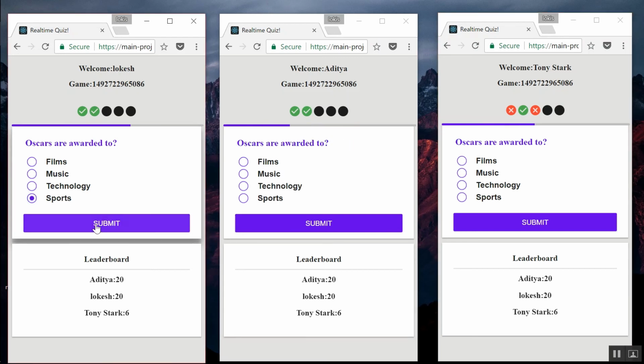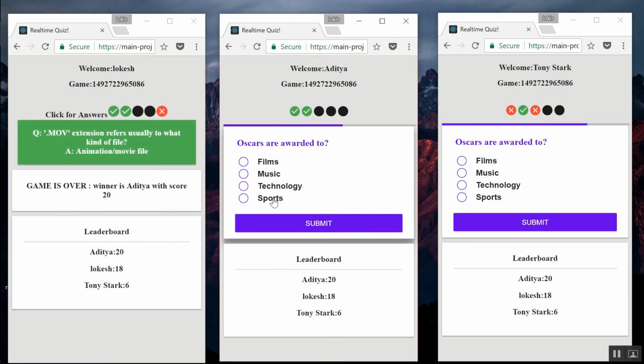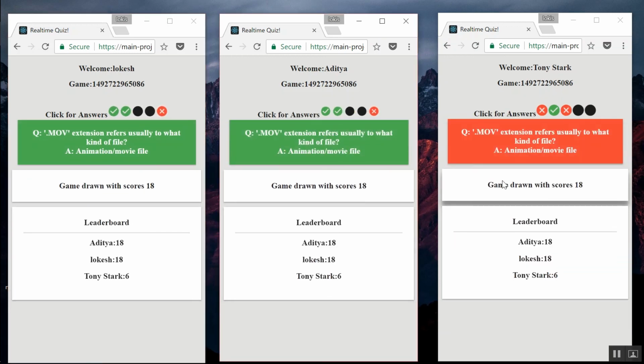So clearly the game is drawn because Aditya and Lokesh are on the same score, 18 and 18. When we look at Aditya, he has answered 2 questions correctly and 1 question wrong, and Lokesh also got the same set of questions correct and 1 wrong, but Tony Stark only got 1 correct, 2 wrong, and left 2 questions.